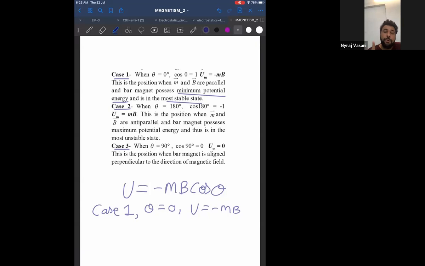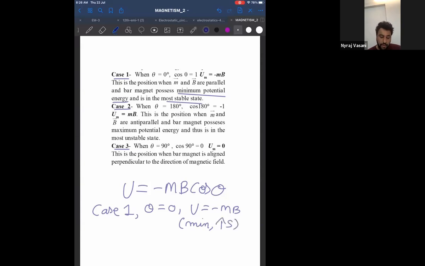Can I say with respect to potential energy, I need the body to be at rest? Can I say at rest is the most stable? Okay. Therefore, listen to me carefully. Don't write anything. Just listen to me. Let me finish the three cases. Now, case 1, did you understand it is minus MB? What did I come to know? This value is minimum and this value is most stable.